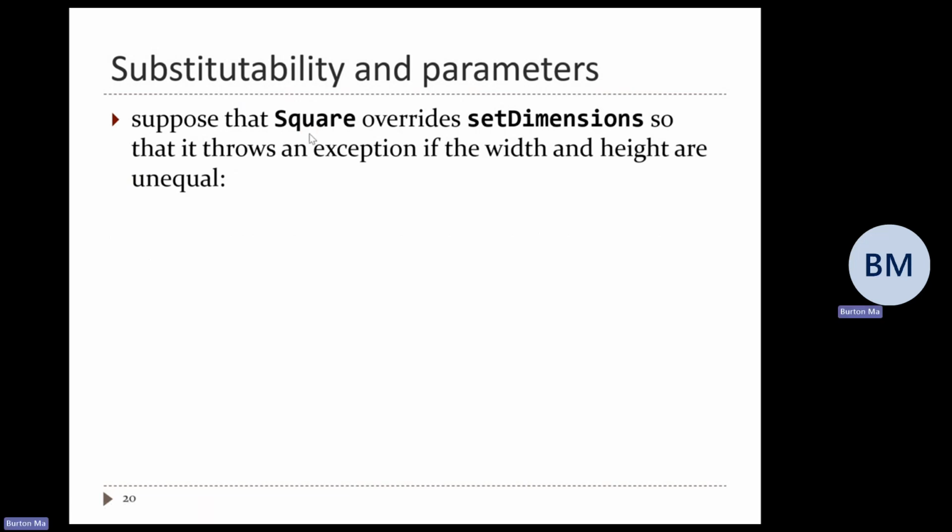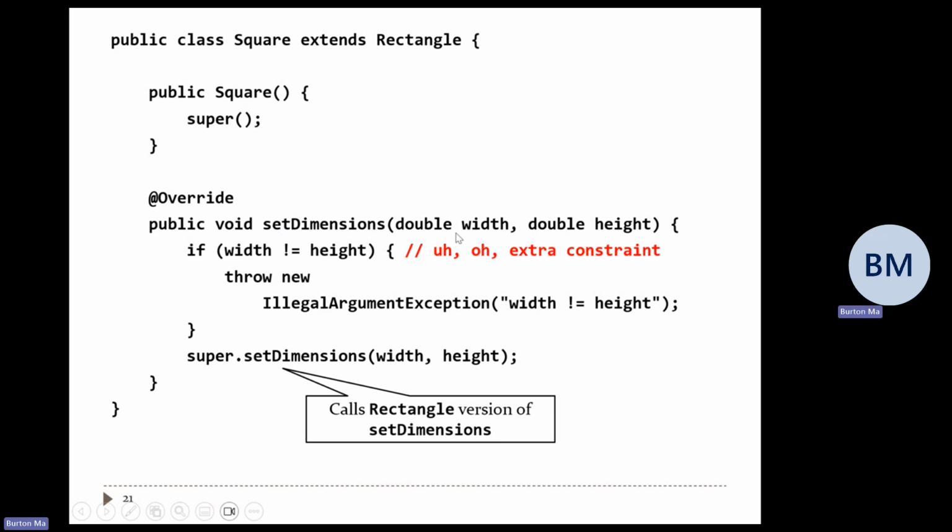Okay, so square now has a problem. So when you implement square, whoever's implementing square looks and says, hey, there's a set dimensions method here that says it changes both the width and the height. And I can't do that for a square, because a square has width and height that are not independent. And so they say, well, I can deal with this by throwing an exception if someone calls this method and passes in an unequal width and height.